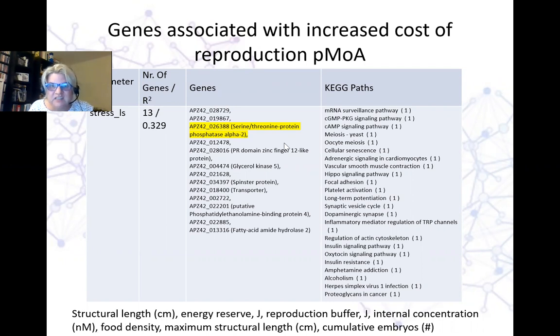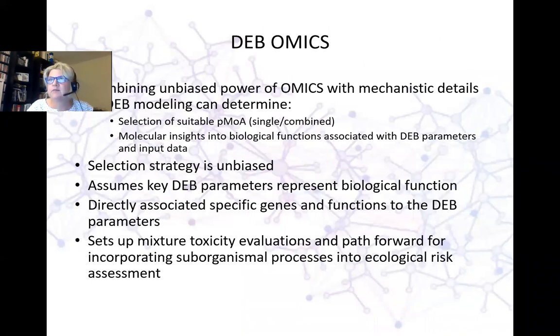So it seems to make sense, and it's giving us an insight into the biological underpinnings by some of these parameters. So basically, I'm kind of running out of time, but basically our DEBomics is combining this unbiased power of the omics with the mechanistic details of DEB modeling. And it can determine the selection of suitable physiological modes of action, either single or combined, and some molecular insights into the biological functions associated with the DEB parameters and the input data.